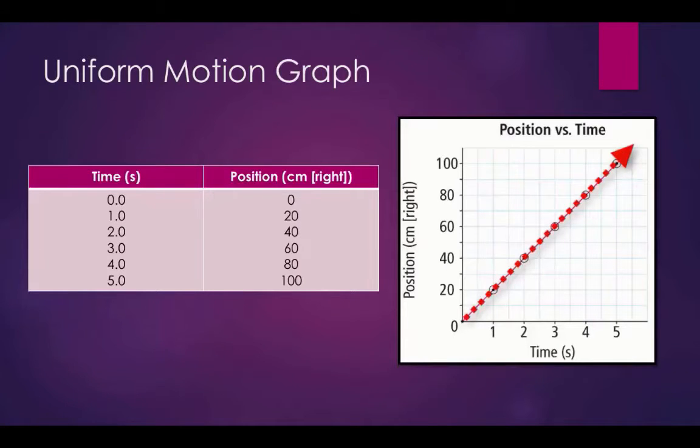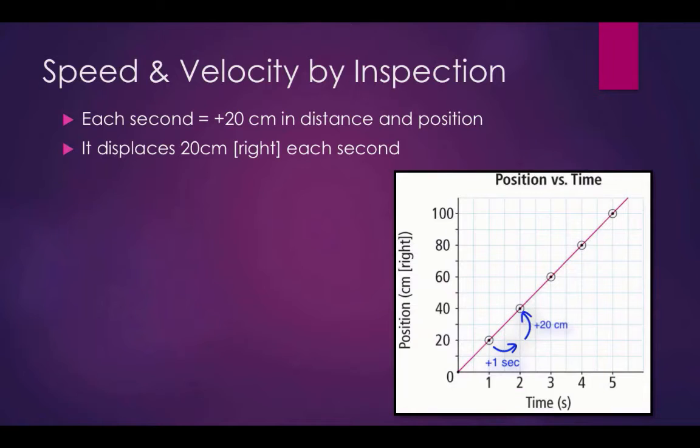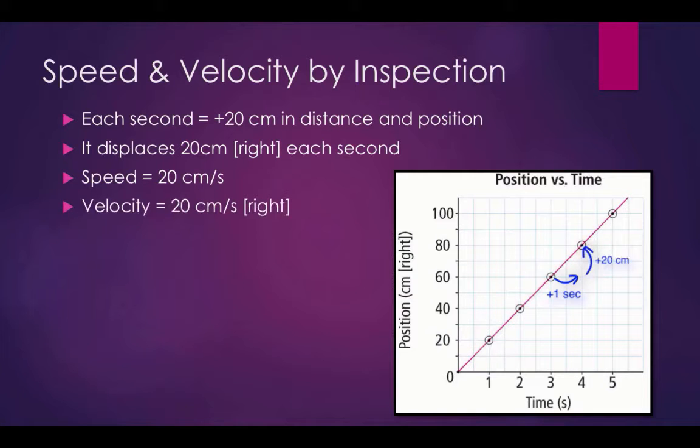If we look at this graph, it shows us that at each second the ball moves plus 20 centimeters in distance and position. It displaces to the right 20 centimeters each second. The speed is 20 centimeters per second, and the velocity would be 20 centimeters per second to the right.